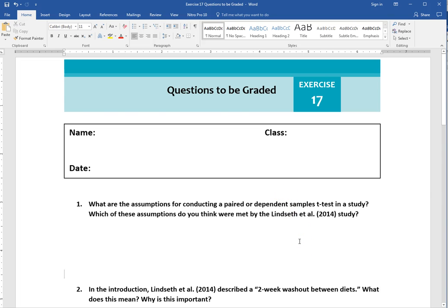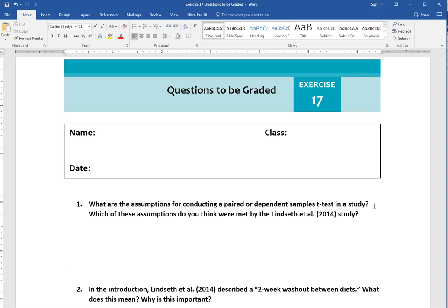So these are often multi-part questions. I'm going to do the first part first. Question one, what are the assumptions for conducting a paired or dependent samples t-test in a study? Paired and dependent samples mean the same thing. That's just another name for it when we call it a paired samples t-test. So in the lecture slides and in the textbook, you have the assumptions for a t-test with dependent samples. So you need to just look at those and list those here. So just, you know, 1, 2, 3, 4, so on, the assumptions for the dependent samples test. And those are found in the textbook chapter or in the lecture slides.